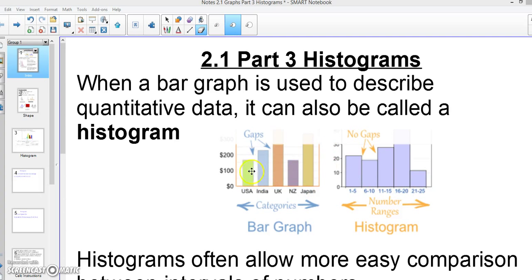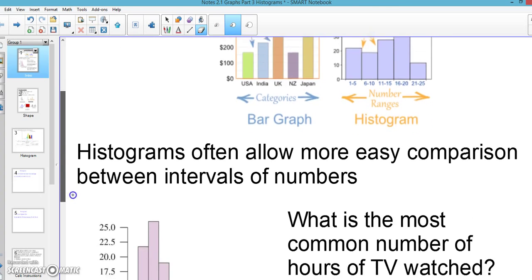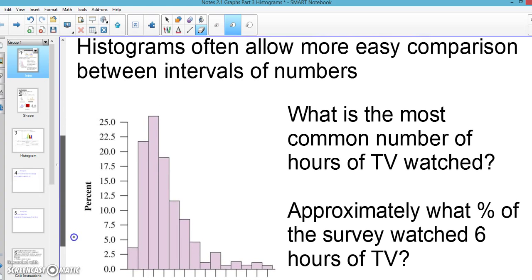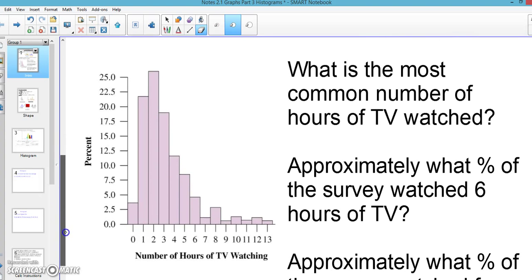The visual difference is that a bar graph will have gaps in between the bars, categories across the x-axis and frequencies on the y-axis, while the histogram will have numbers across the x-axis, frequencies on the y-axis, and no gaps in between the bars. So a lot of times histograms are the more common way to display information. Compare it to a dot plot or a stem plot, most often used in media and things like that.